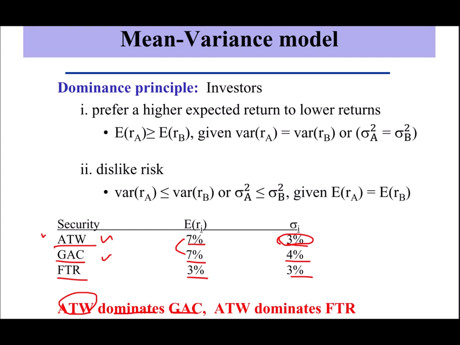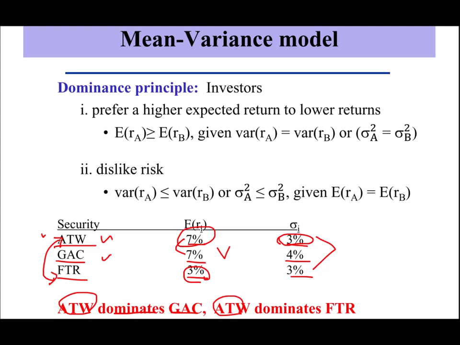Now if you compare ATW with FTL, the standard deviation is the same, so the same risk, but you expect a bigger return from investing in ATW. Again, if you think the future is going to be the same as the past, then you're going to choose ATW. That's the dominance principle. So once we have mean and variance using historical data, you can choose which stock to invest in based on mean and variance.